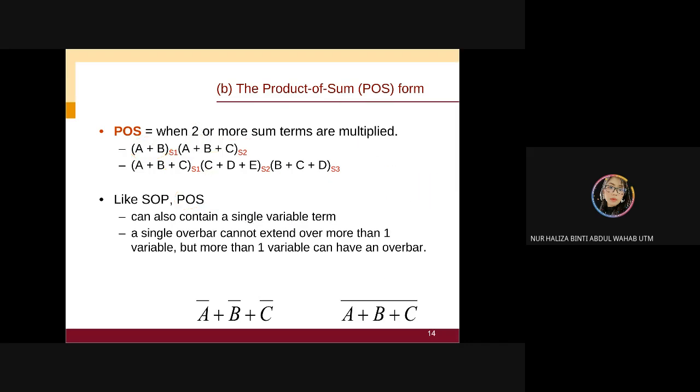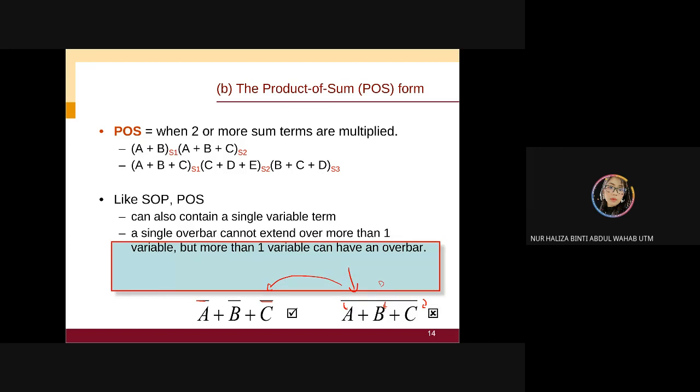And again, similar to SOP, you cannot have one single bar over multiple variables. You need to simplify it using De Morgan's theorem, of course. Because of this, you need to have a single bar over a single variable only for your POS.